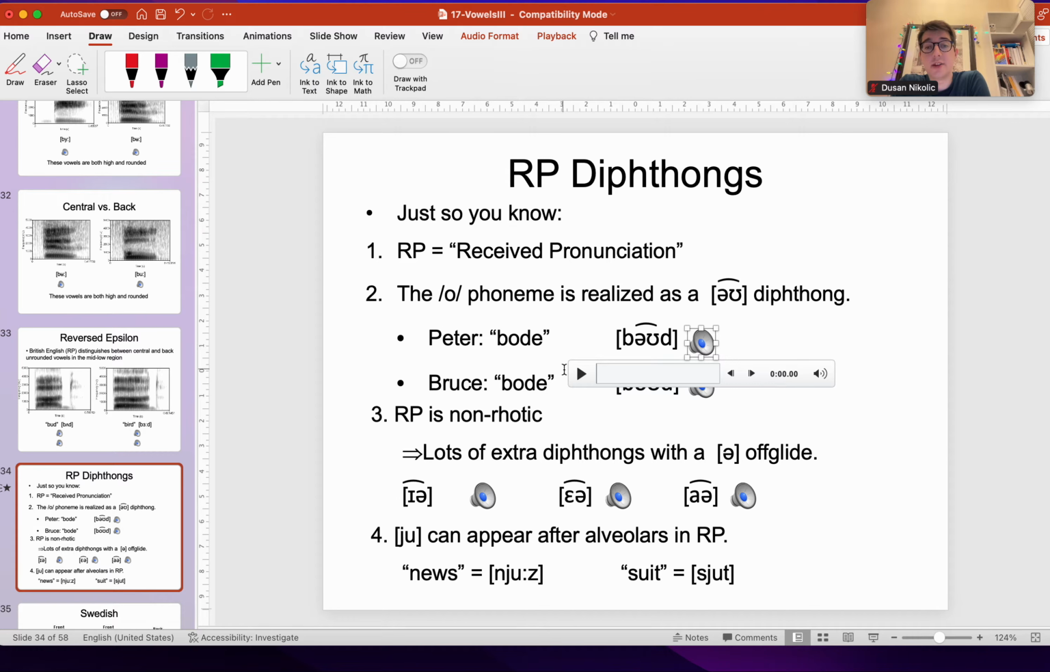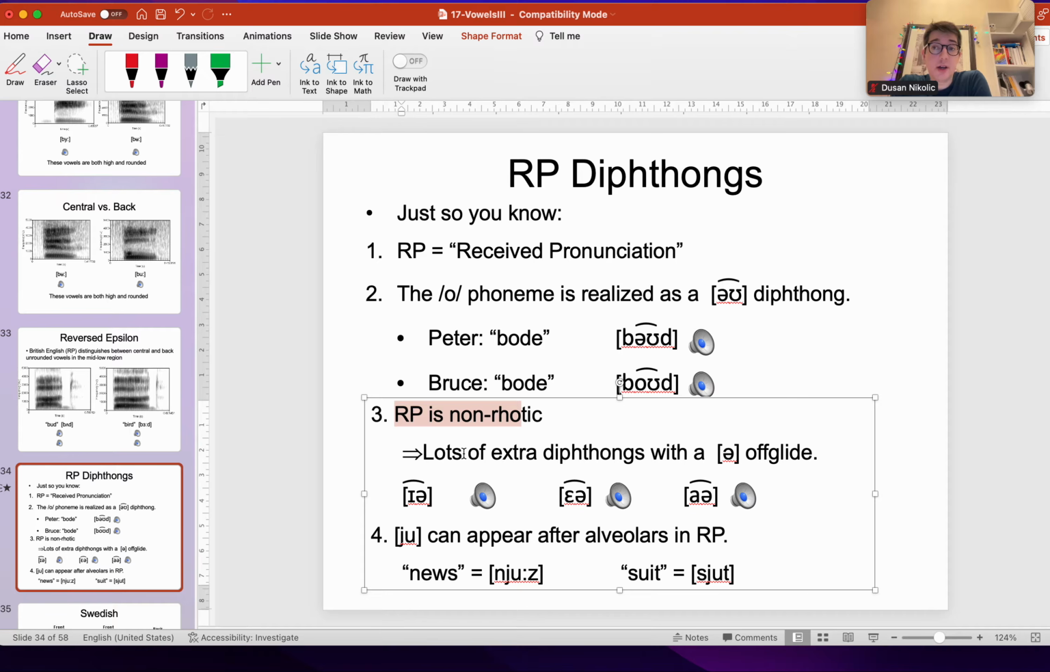And this is Peter Ladefoged, who was a British phonetician. Bode. Bode. Bode, right? And Bruce Hayes, who was an American phonetician. RP is a non-rhotic dialect. We talked about that at the beginning of this course. Lots of extra diphthongs with off-glides.